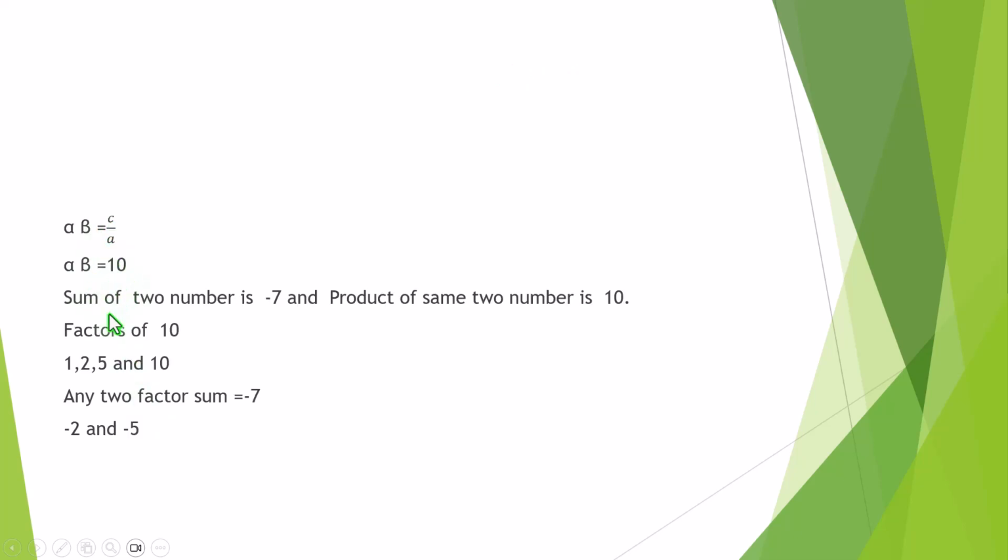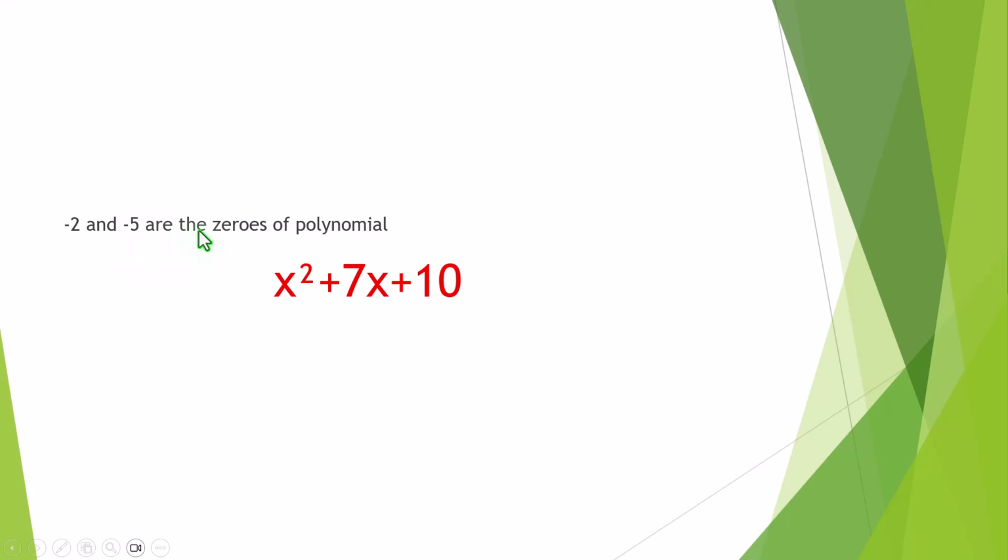This means the sum of two numbers is minus 7 and the product of the same two numbers is 10. The method here is to use the factors of 10: 1, 2, 5, 10. We need two factors whose sum is 7. Here only 2 and 5 are possible; 2 plus 5 equals 7. Since the sum is minus 7, the numbers are minus 2 and minus 5. So minus 2 and minus 5 are the zeros of the polynomial x square plus 7x plus 10.